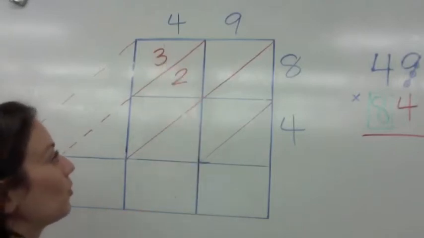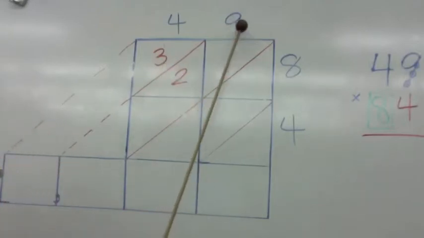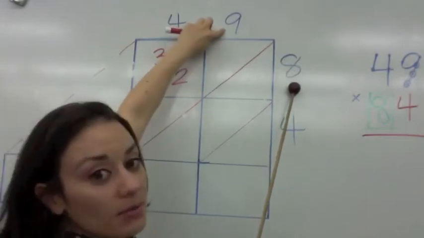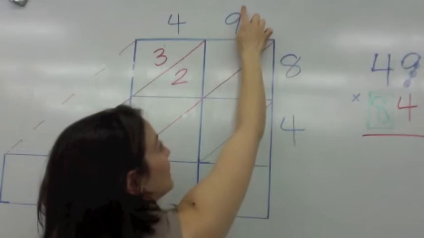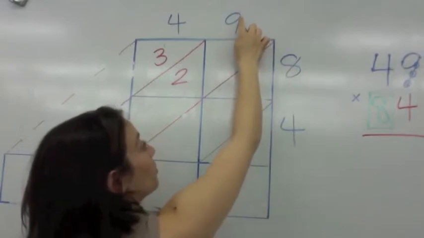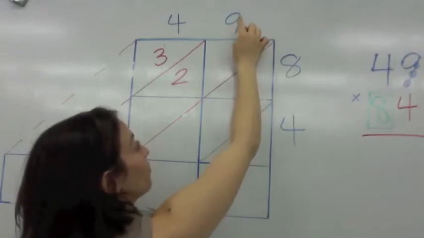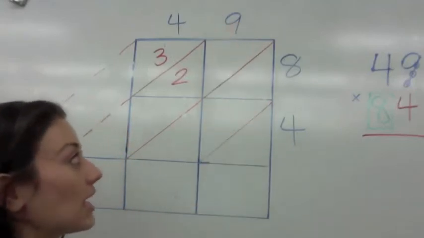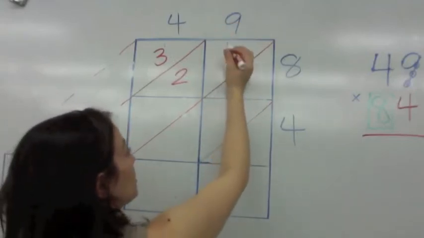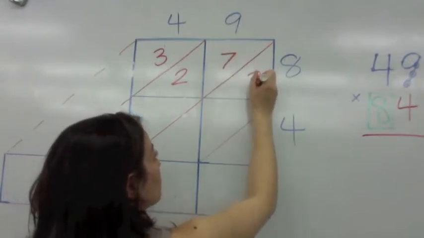Very nice. We're going to do the box right next to it, and we have 9 times 8. Okay, we're going to skip count by 8s. 8, 16, 24, 32, 40, 48, 56, 64, 72. What's the answer? 72. 72 is 7 tens and 2 ones.